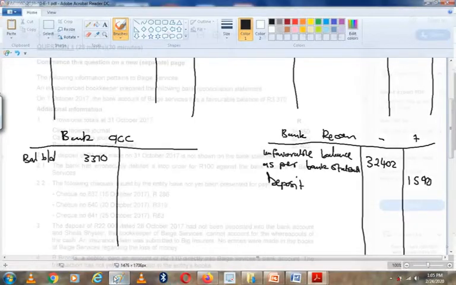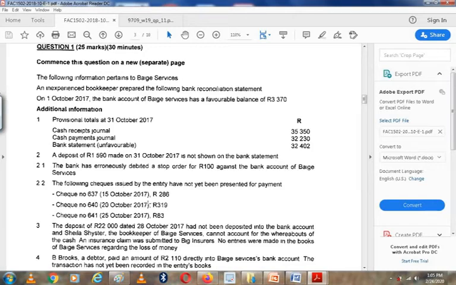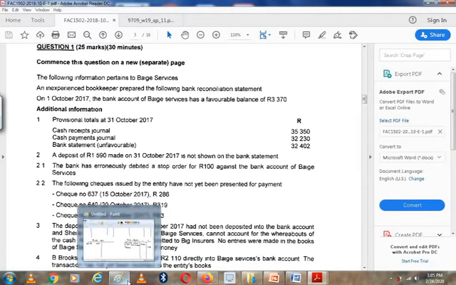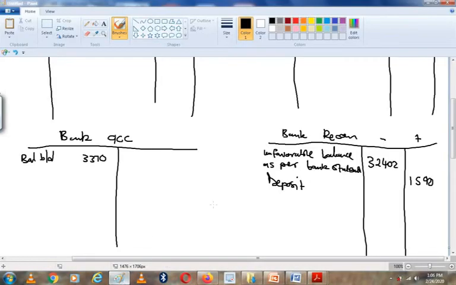And then the bank has erroneously debited a stop order of 100 against the bank account of Page Services. Right, so they've erroneously debited us. So to correct the error, we should just put it on the credit side of the recon. It's an error which has happened in the bank. It should be corrected in the bank recon. It has not affected our books, so there's no need for us to take it to the cash receipts or cash payments. So the stop order error, that's 100.